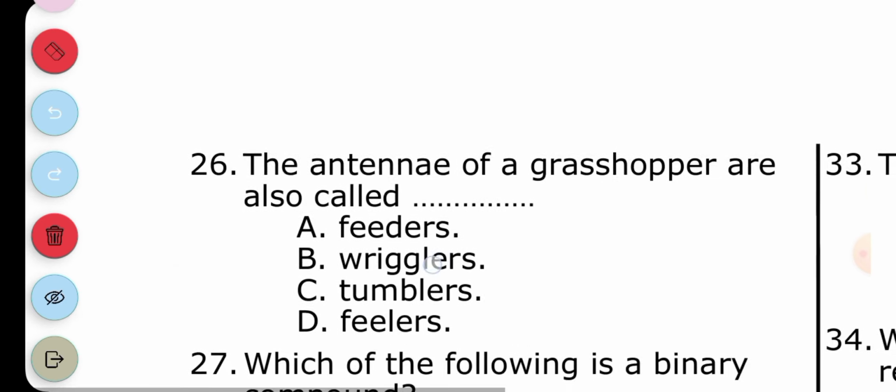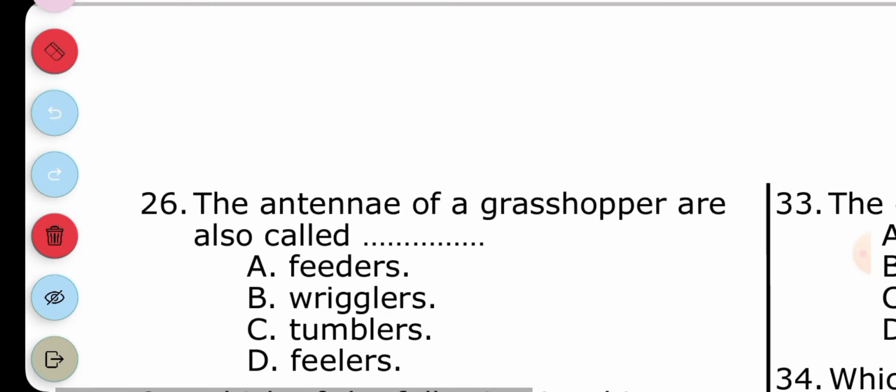26. The antennae of grasshopper are also called feelers. So we have feeders, ringlets, stumblers. They are feelers.